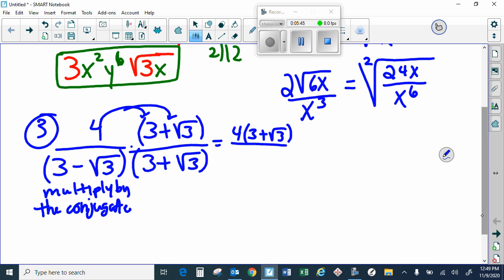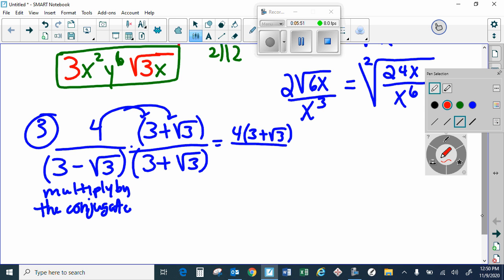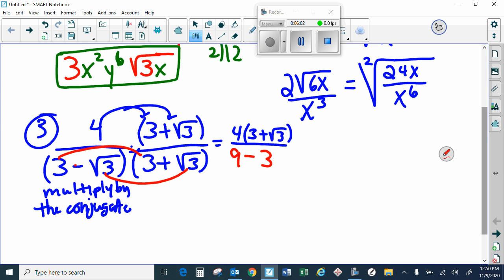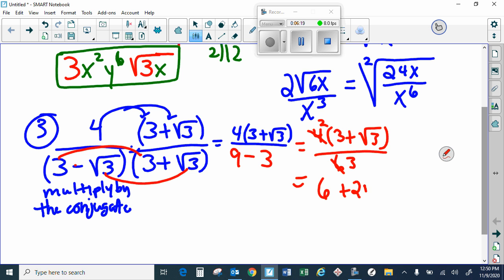So since it's set up as a difference of squares, remember that wipes out the middle term. So all I have to do is multiply the two first terms together. 3 times 3 is 9. And the negative times the positive is negative. And root 3 times root 3, the last two together, is 3. So then notice I get 4 parentheses 3 plus root 3 over 6. So then 4 cancels with the 6, 2 to 3. Okay, now I can go ahead and distribute the 2 through there. So I get 6 plus 2 root 3 over 3. And that's usually how you'd see the answer.